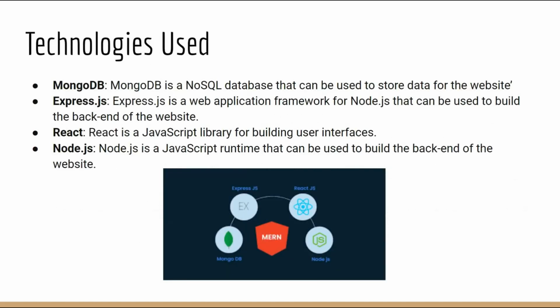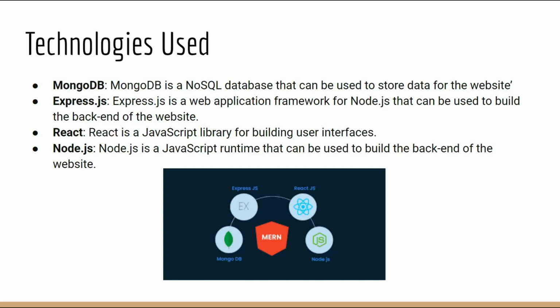The technologies that we are going to be using for building this web application are called the MERN stack, which includes MongoDB, Express.js, React, and Node.js. MongoDB is a NoSQL database that can be used to store our user data of the website. Express.js is a web application framework for Node.js that can be used to build the backend of the website. It's used to manage the server side and routing.